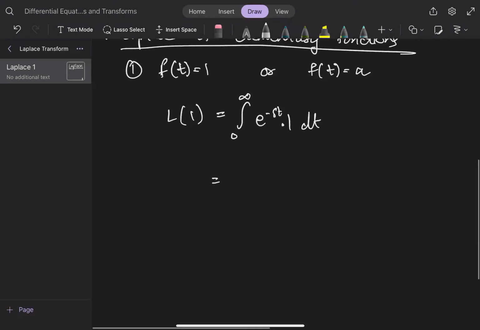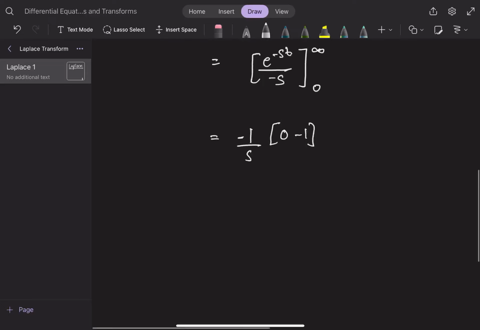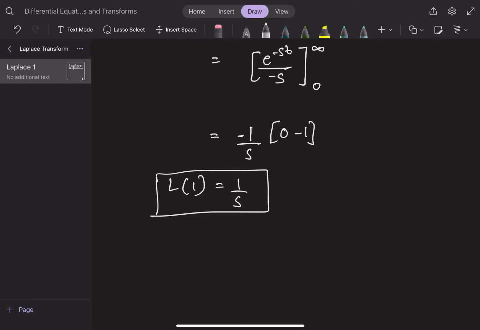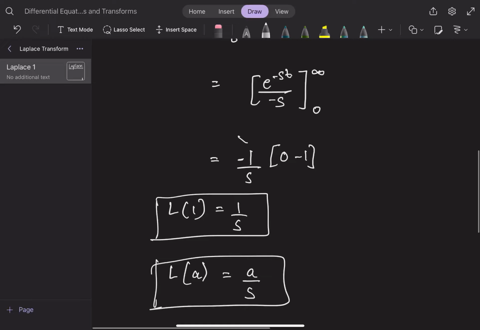So 0 to infinity e raised to minus st multiplied by 1 dt. So this becomes e raised to minus st divided by minus s, from 0 to infinity. If you take out minus 1 by s as it is a constant and you integrate the rest, you'll get 0 minus 1 when you put in these limits. So your answer becomes 1 by s. This is your Laplace of 1. Similarly, Laplace of a constant a will be a by s, because you will simply take out a over here instead of just 1.